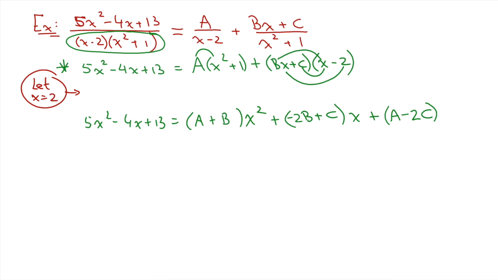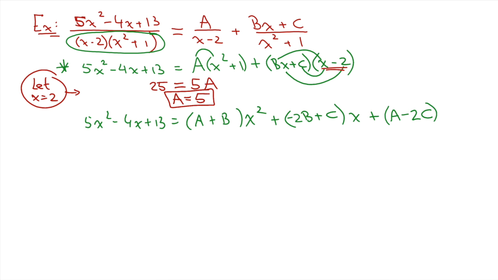So it's going to be 5 times 2 squared minus 4 times 2 plus 13. So 5 times 2 squared is 20. 4 times 2 is 8. 20 minus 8 is 12. 12 plus 13 is 25. So this side becomes 25 is equal to. When you plug in 2 here, it's not going to make it 0, so you're going to get 2 squared plus 1, 5. So you're going to get 5a. Over here, it becomes 0, so it drops off the b. And you actually get to solve for a, which is 5, without doing very much work at all.